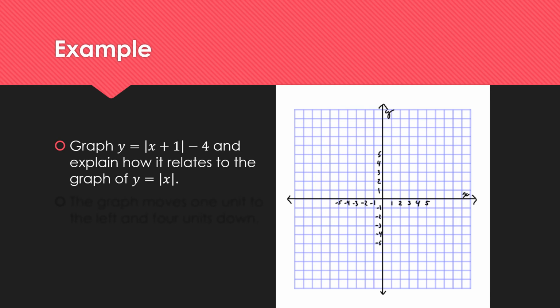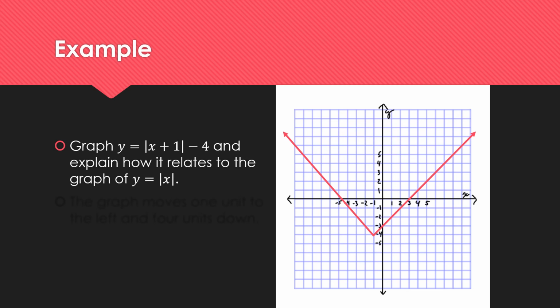So the first thing we're going to do is graph the function. Plus 1 on the inside moves it 1 unit to the left. Minus 4 on the outside moves it down 4 units. I create the same exact graph as the parent function, a V. Make sure that your graph goes edge to edge.